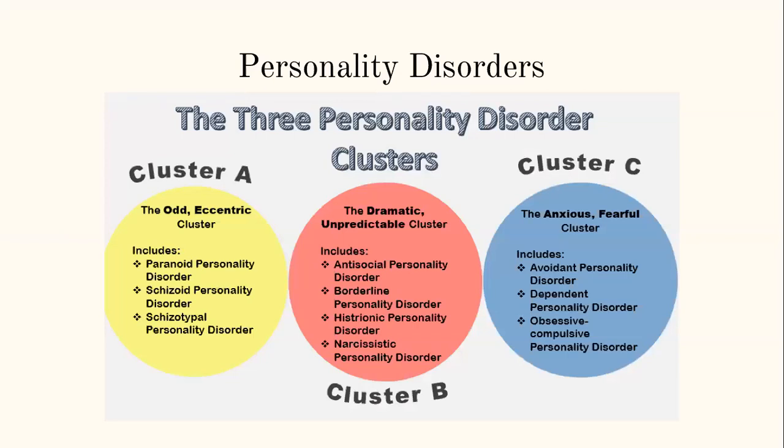And then we have our personality disorders. Personality disorders are organized into clusters, and they're disorders where someone's personality traits become so pervasive that it starts to interfere with their abilities to function. So, our cluster A disorders are odd or eccentric disorders, and this is paranoid personality, schizoid personality, and schizotypal personality.